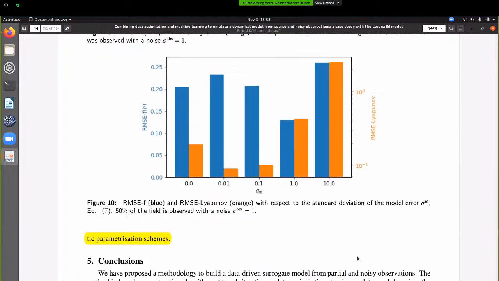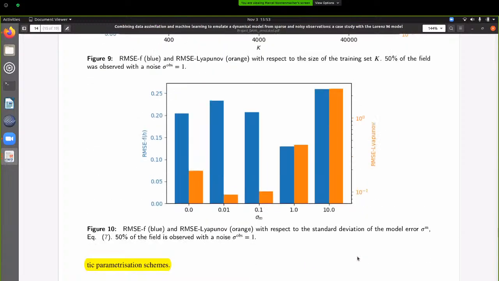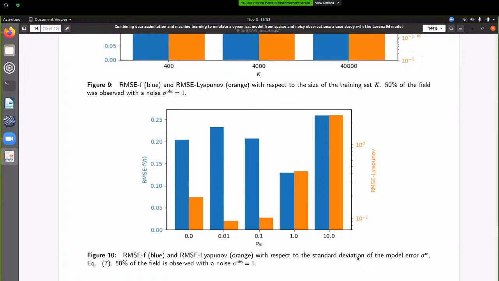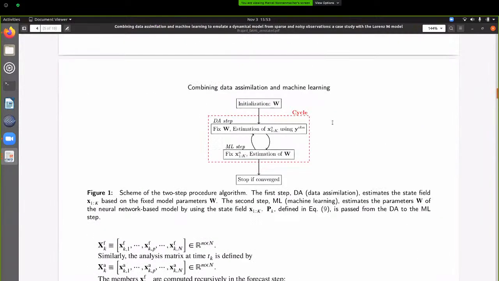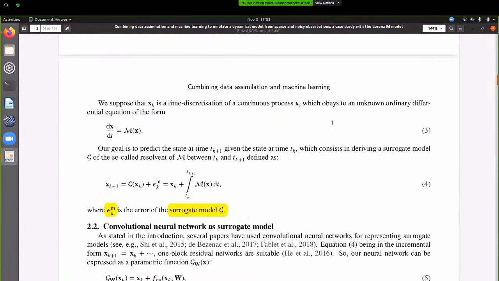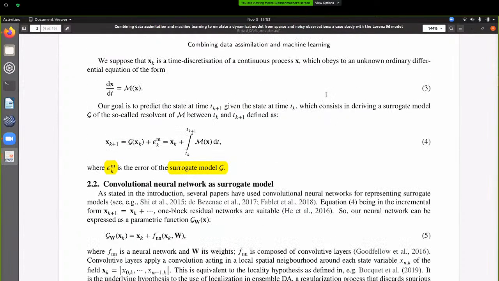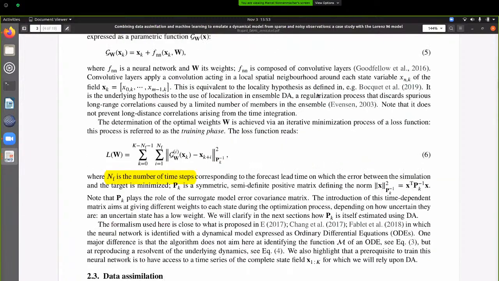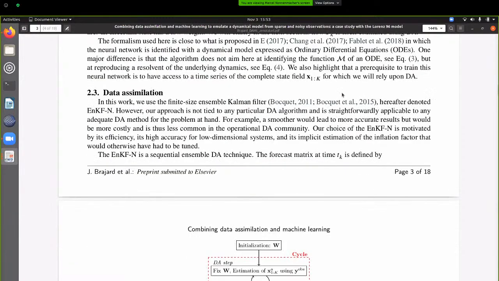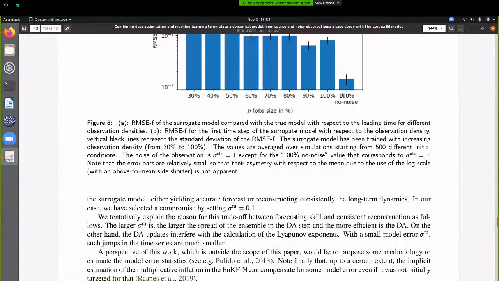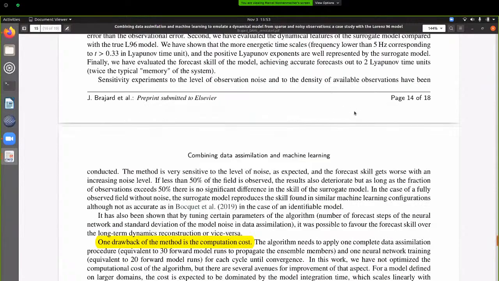And what was this one again? So this additive model error, they vary that one, which goes back to this, which actually I think in their case goes into the EnKF. So this is a hyperparameter of the EnKF, I think, if I'm not mistaken. So you have to check that one.